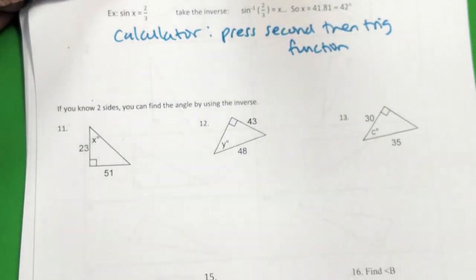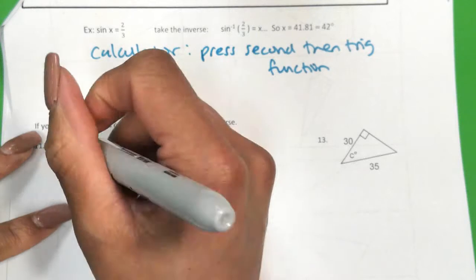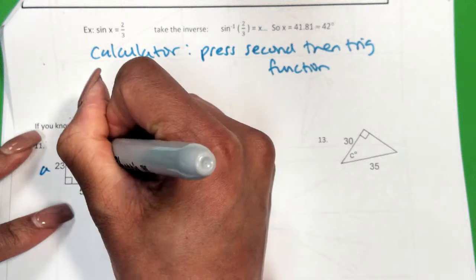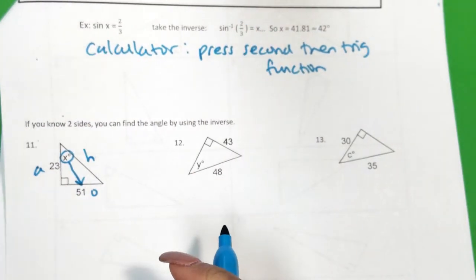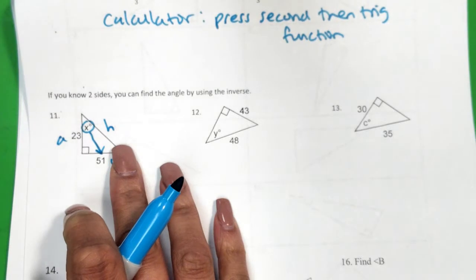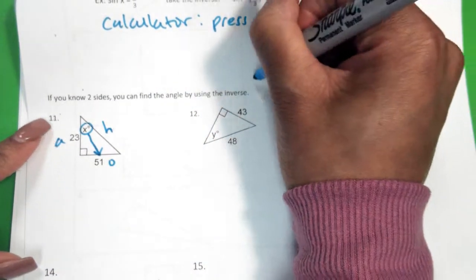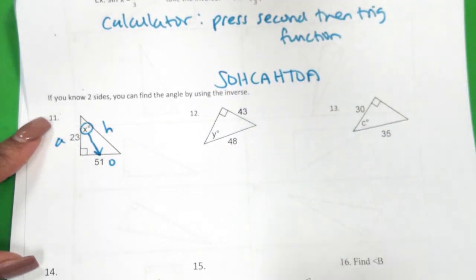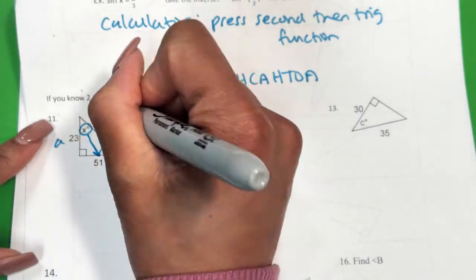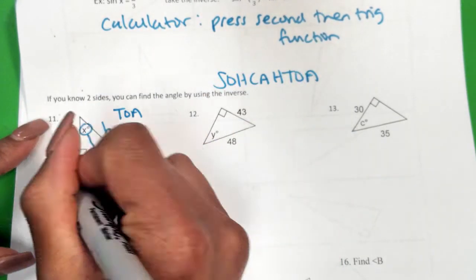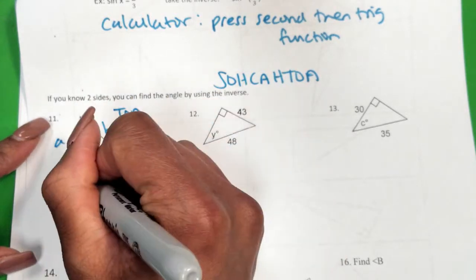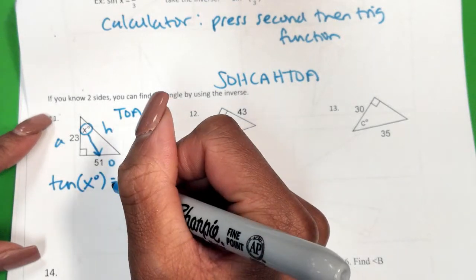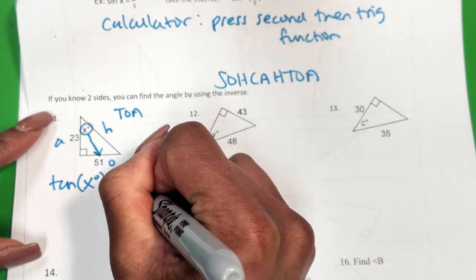You're still labeling, but this time you're trying to find the angle on the inside. So I have x is my reference angle. I have O as 51, 23 is A, and my hypotenuse is across from 90 degrees, which is H. And I can't use my hypotenuse because there's nothing there. So I'm looking at SOHCAHTOA. Get used to writing this all the time. I will have my opposite and adjacent, and so I'm using TOA. So I have tan of x degrees equals 51 over 23.